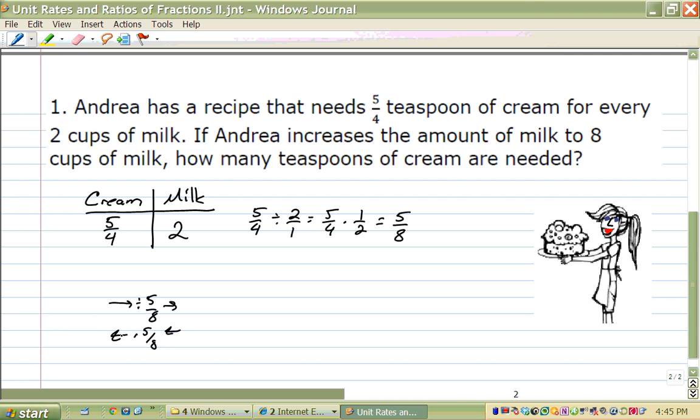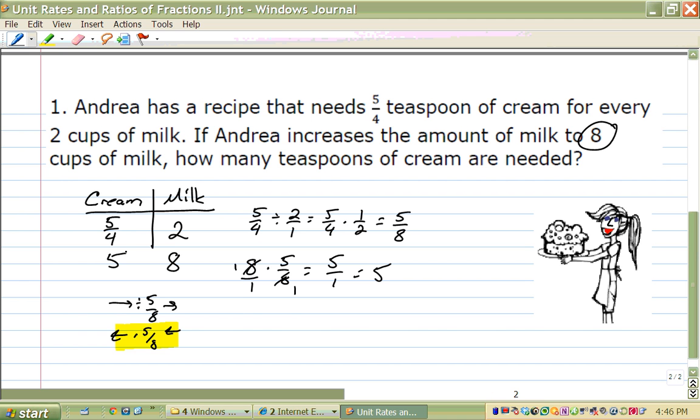So the next thing that I have from my question here is 8 cups. That means to find the cream, I would take 8. My little cheat thing says going this way, I multiply by 5/8. So 8 times 5/8. This is the same as 8 over 1. These cross simplify, and I have 5 over 1, or just 5. So it would be 5 teaspoons of cream if it was 8 cups of milk.